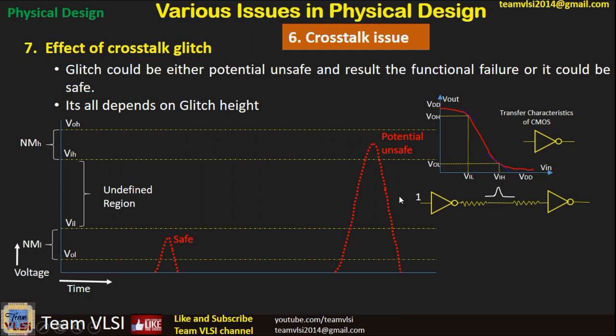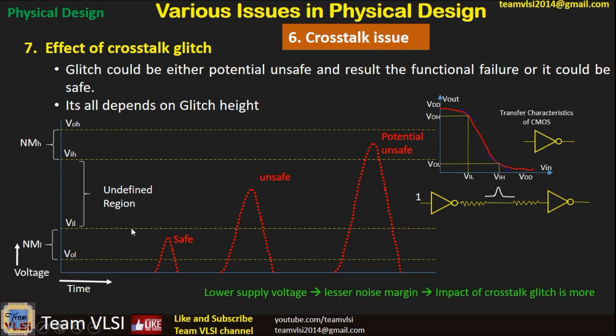Another case could happen, where the glitch falls in between your undefined region. So we are not sure about this region. It could be treated as either a logic 0 or logic 1 by the next gate. So it is called the undefined region, and we cannot predict what the next logic will treat for such a glitch. So again, this is an unsafe glitch.